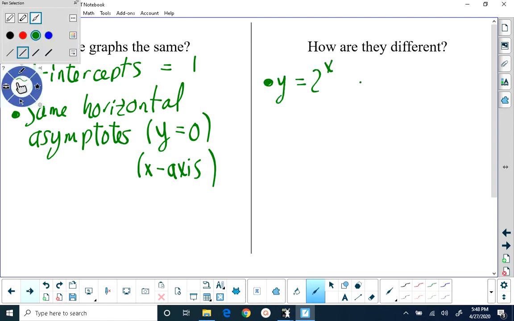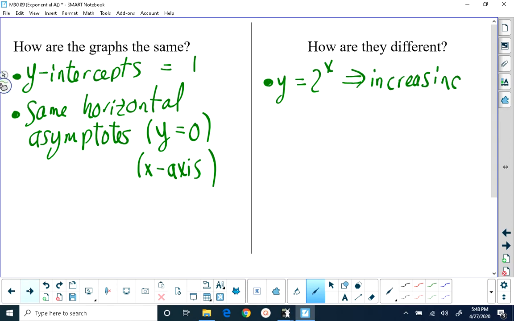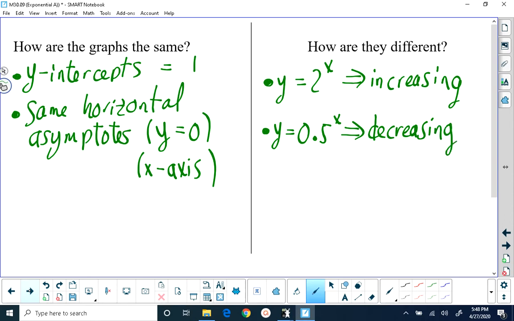So that's the big difference here between these two functions, is that y equals 2 to the x is what we call an increasing exponential function, and y equals 0.5 raised to the x is a decreasing exponential function. That probably shouldn't come as a big shock to you, because I've already told you that the base is what happens to the function as you go from left to right. So if the base is 2, the function is doubling. If I give you an amount of money and then I double it and I double it and I double it, the amount of money you have is going to grow. It's increasing.